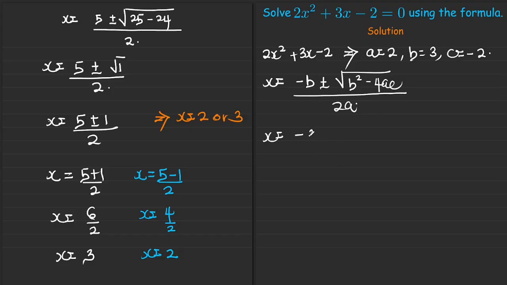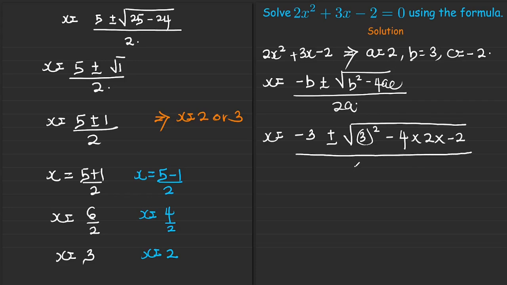Hence, we have -3, then plus or minus the square root of b squared. So we have 3 squared, then minus your 4 times a, which is 2, and then times c, which is -2. Then all over your 2a. So 2 times the value of a is also 2. Hence, we need to simplify.